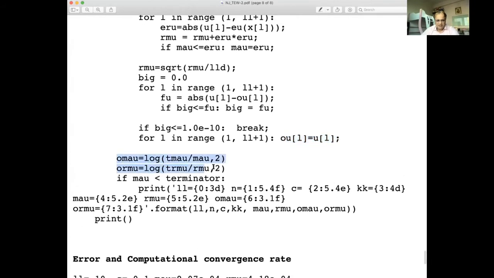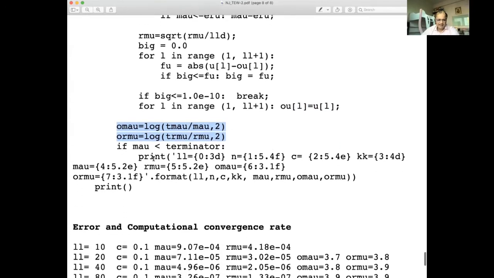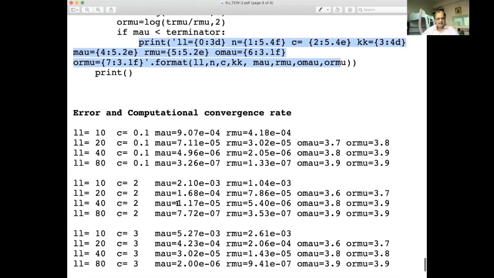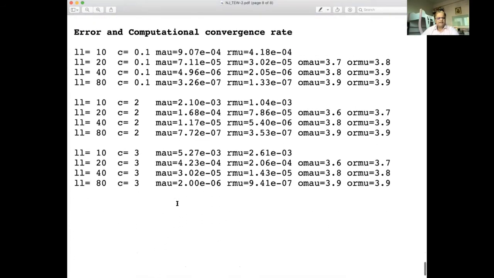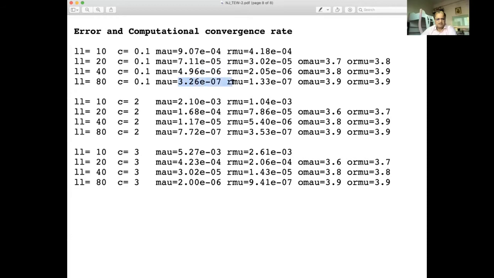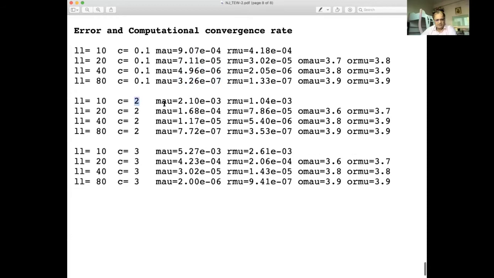Here this will calculate the order, and by printing this I have printed everything: LL, N, C, KK, and here I have got the result. So for C equal to 0.1, I am getting 9 minus 4, 7.11 minus 5, 4.9 minus 6, 3.2 minus 7. Here for C equal to 2, it is minus 3, 4, 5, 7. Here C equal to 3, minus 3, 4, 5, 6, and so on.